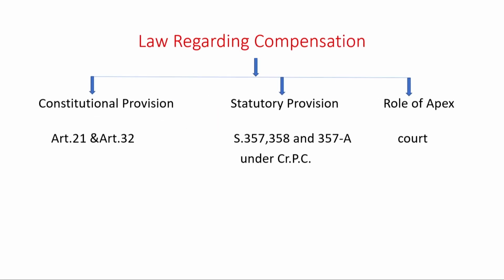So, I have chosen this topic so that I can explain to you the law regarding compensation. You see, we have to see this entire scheme from three perspectives. The first thing is the constitutional provision. The Constitution, being the supreme law of the land, has to ensure justice to the victim of crime. So, for that purpose, we have two important provisions in our constitutional scheme under Article 32 and 226.